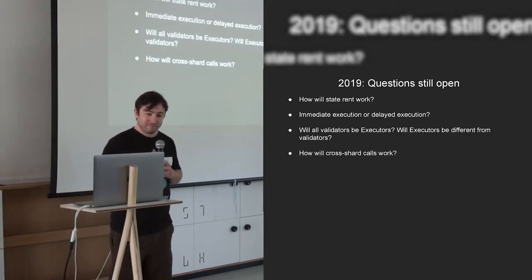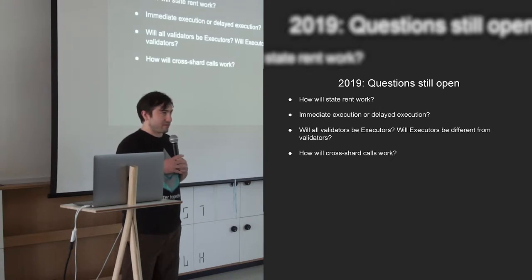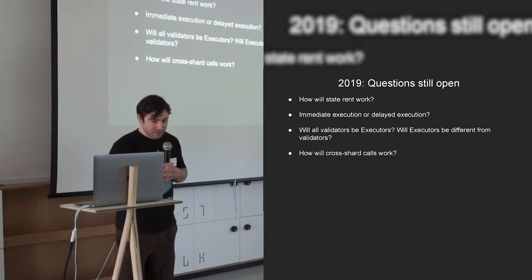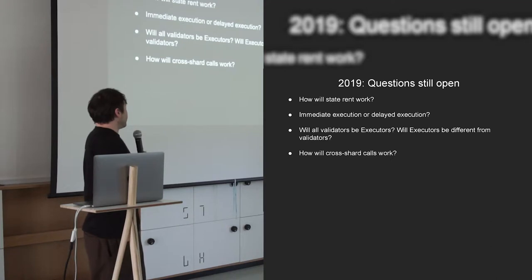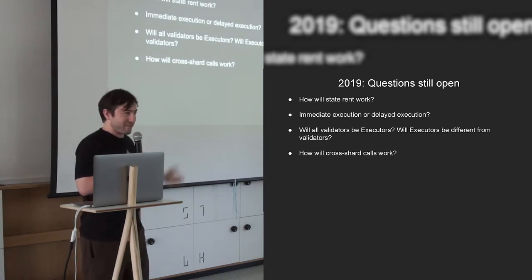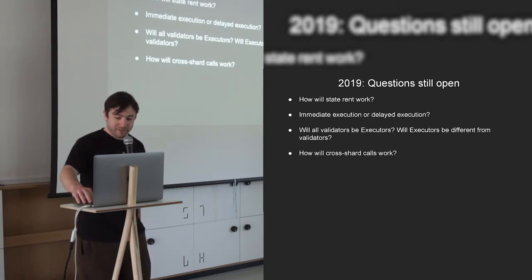Yeah, so I remember I made a joke of this at my DevCon talk too, because some news had come out that Ethereum 2.0 research was finally stabilizing. I said, well, that's great. Maybe we can answer some really basic questions like, are we going to use state rent or stateless? Is it going to be immediate execution, delayed execution? How will cross shard calls work? None of these questions were answered, but research was stabilizing.